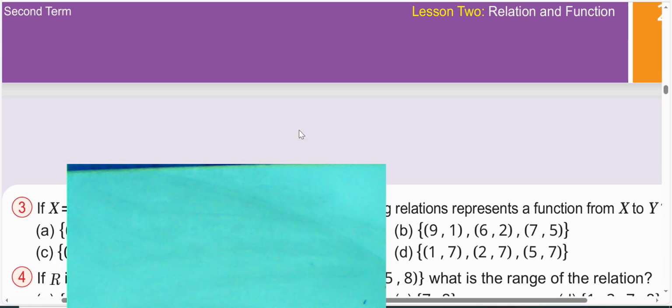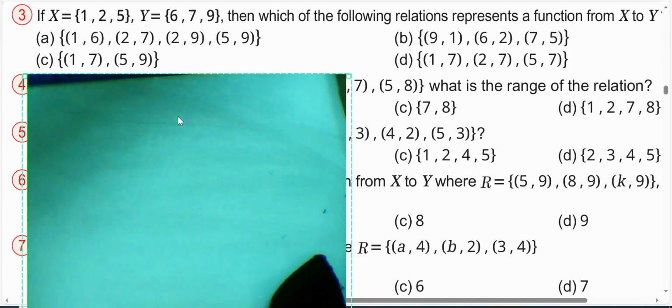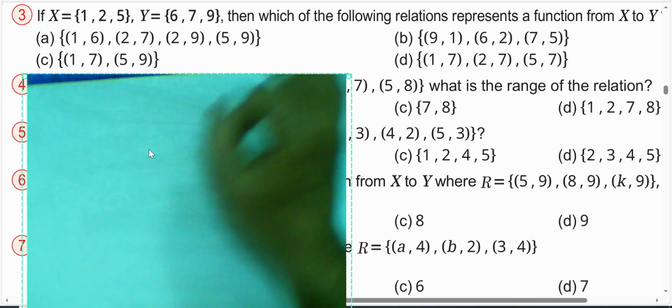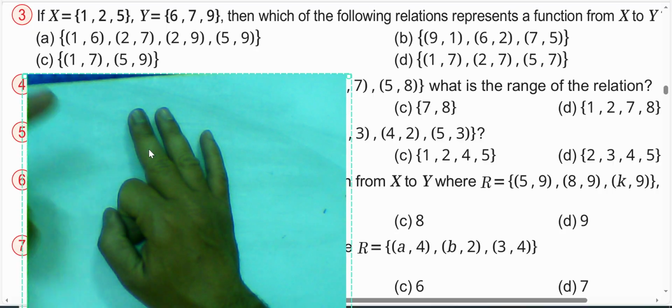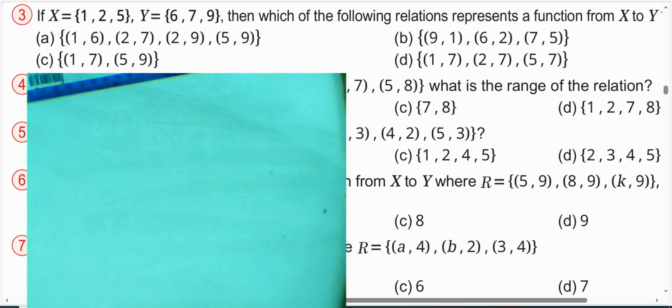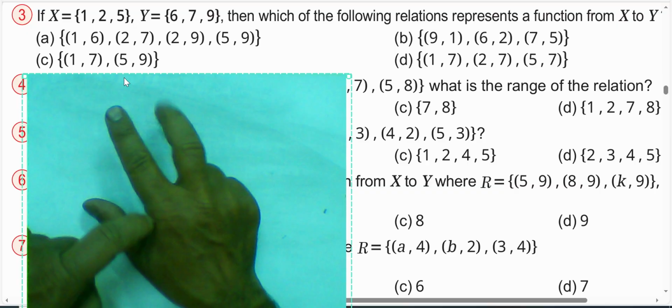Next question. If x equal 1, 2, 5 and y equal 6, 7, 9, which of the following represent the function? We must choose 1, 2, 5; 1 and 2 and 5 appear the first one. Look at here, letter A is not a function because the element 2 appears twice here. Letter B is not a function. Letter C is not a function because we have 1 and 5 only. I want 1 and 2 and 5.